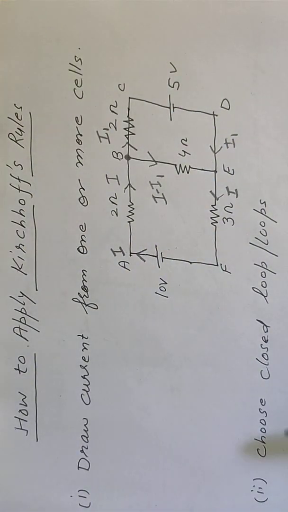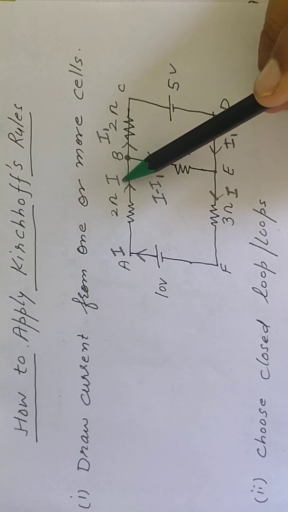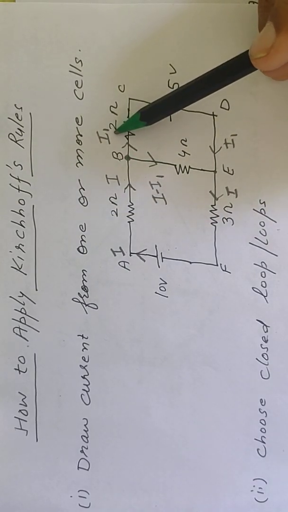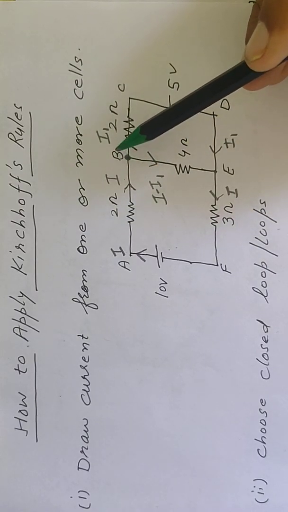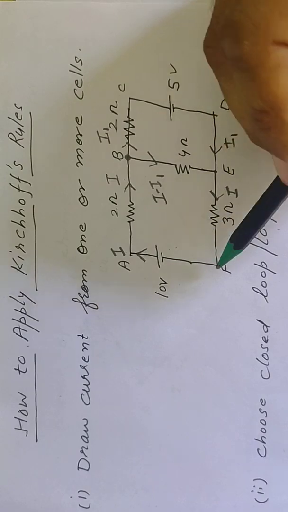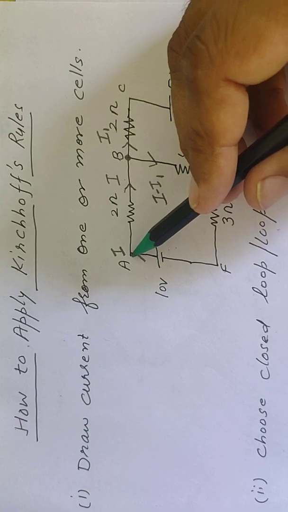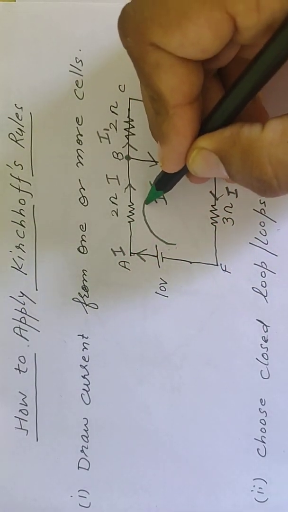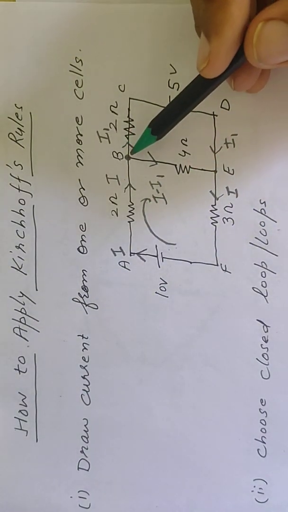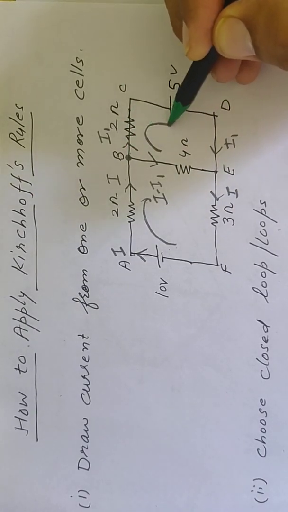Now next is choose the closed loop or loops. Now we have two variables here, I and I1. So to get these we need two equations. So we choose two closed loops. Say we choose one closed loop A, B, E, F, A. This is the first loop we take, and the second loop we take is B, C, D, E, B. This is the second loop.